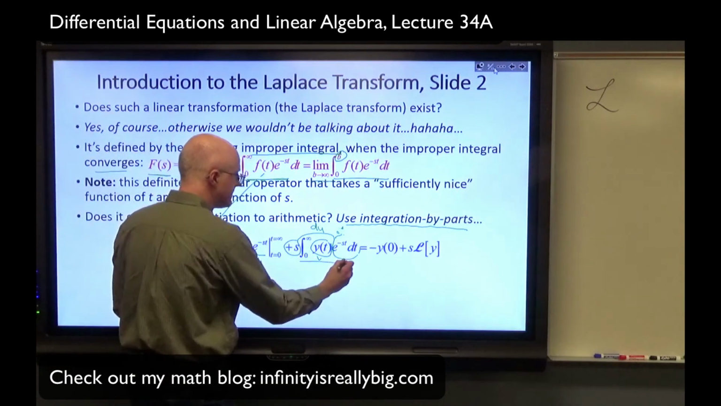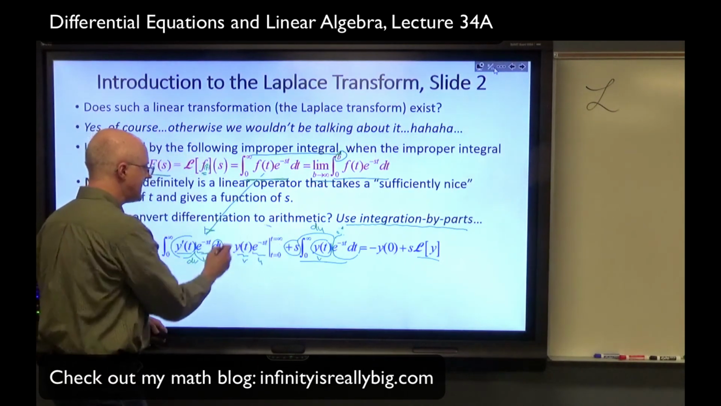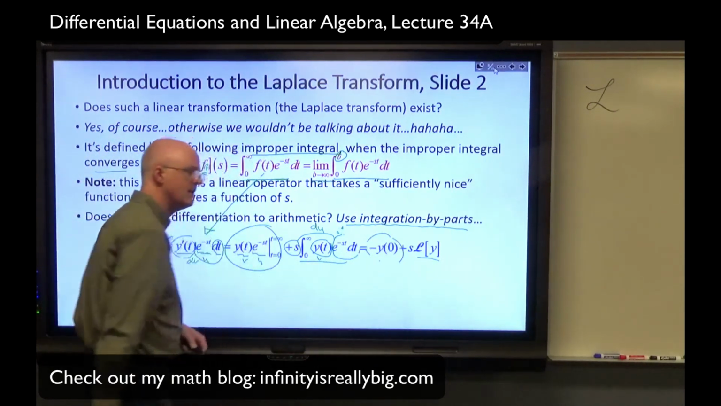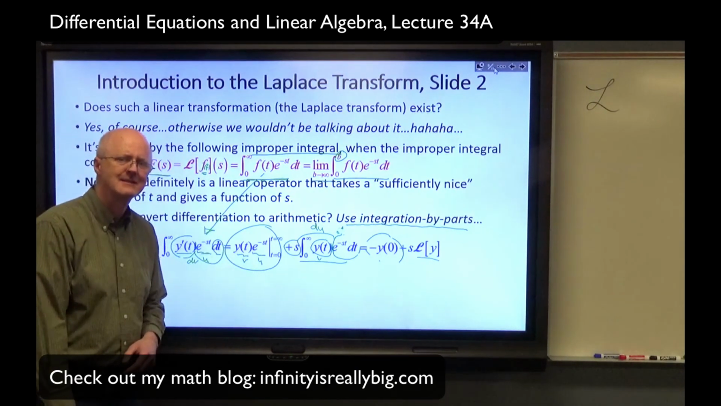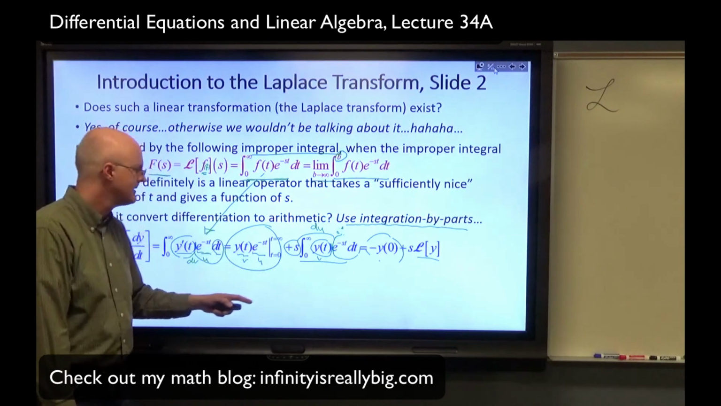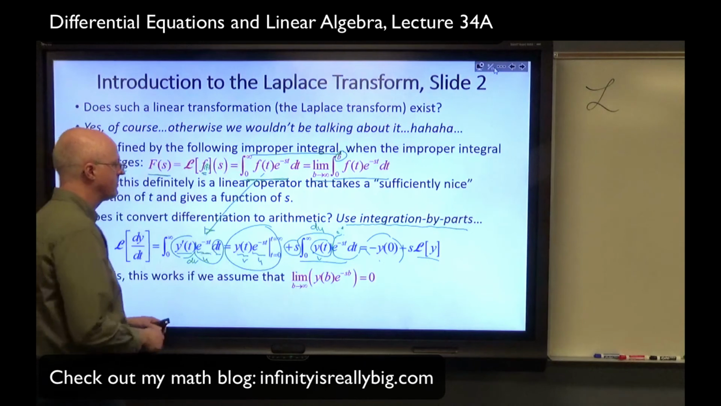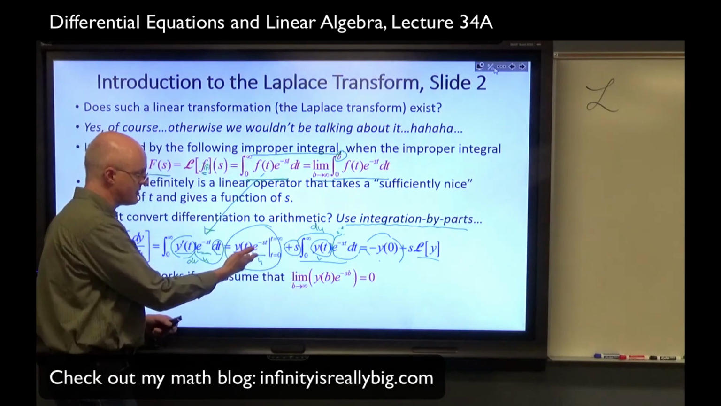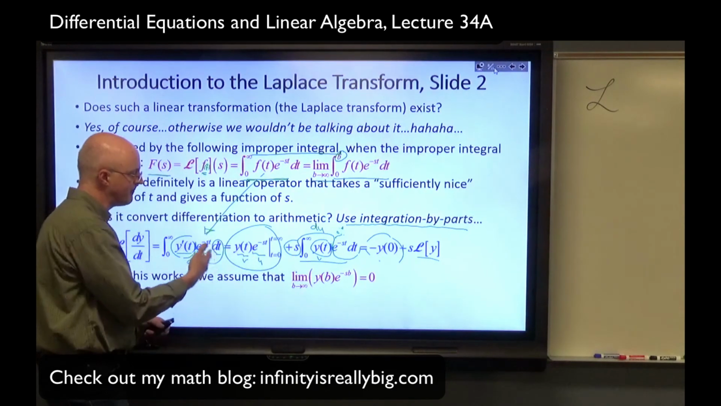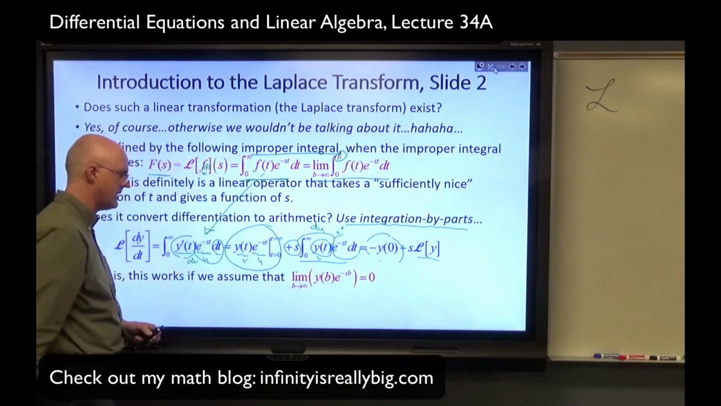But wait a minute, this integral is nothing other than L of y, and I got an s in front of it. What about this thing? I claim that equals negative y of 0. But isn't there a limit I have to calculate? Got an infinity there? Well, this works if we assume that this limit is 0. When I plug in infinity, so to speak, I better get 0. When I plug in 0 and subtract, e to the 0 is 1, I get minus y of 0, which gives me the negative y of 0 there, as long as this is true here.